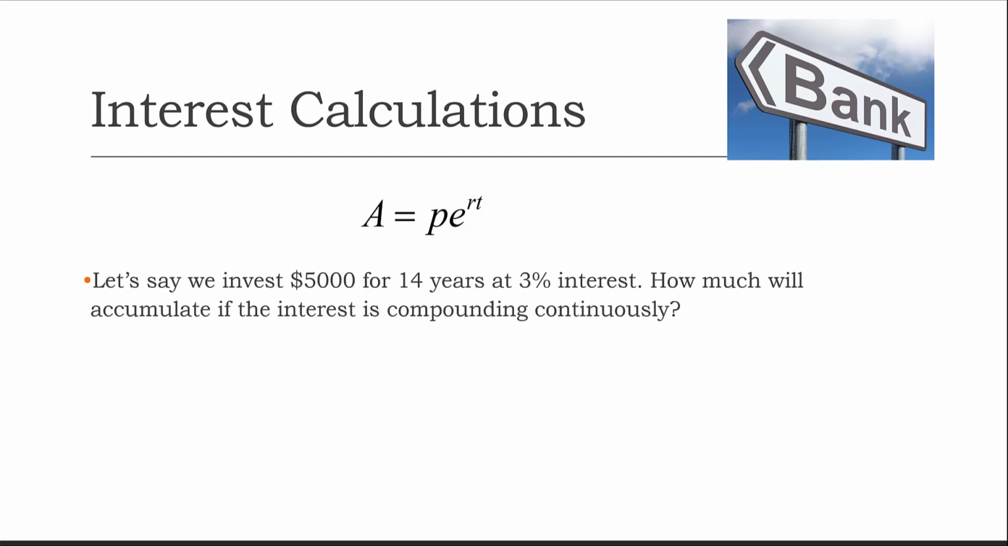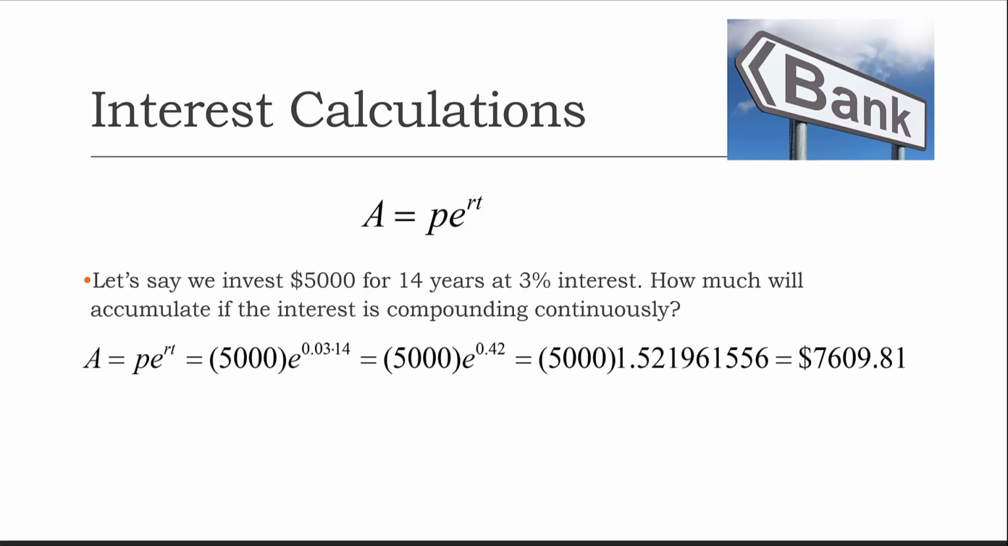So let's work a problem. Let's say we're going to invest $5,000 for 14 years at 3% interest. How much will accumulate if the interest is compounded continuously? So using our formula, A equals P e to the RT power, we put in the values: $5,000 for the principal, the interest rate is 0.03, and our time is 14 years.